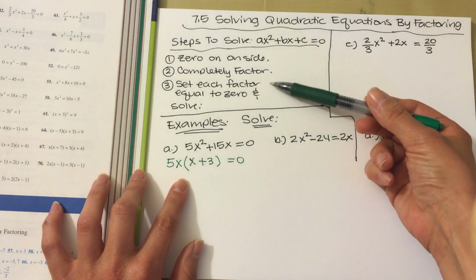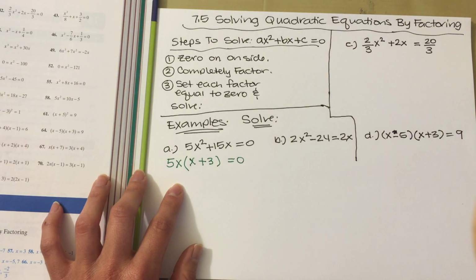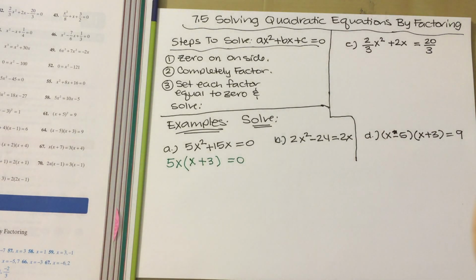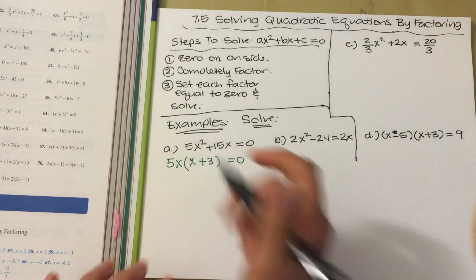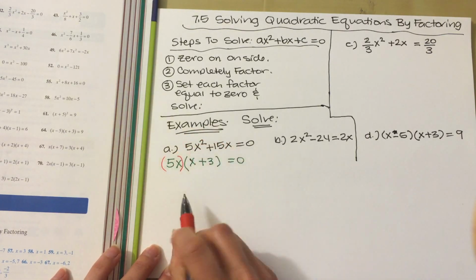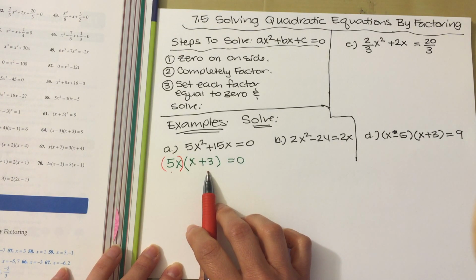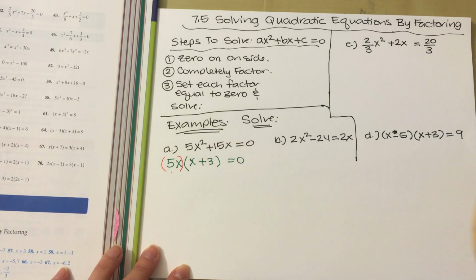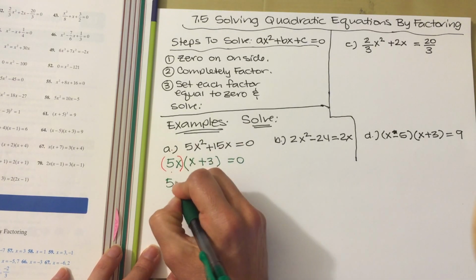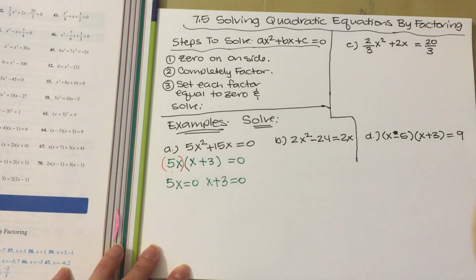Step 3. Set each factor equal to 0 and solve. Okay, what do I mean by each factor? There are 2 factors here. 5x is a factor. That's one factor. And x plus 3 is the second factor. So we're going to set 2 equations equal to 0. 5x is equal to 0. X plus 3 is equal to 0. We have 2 equations. We solve both of them.